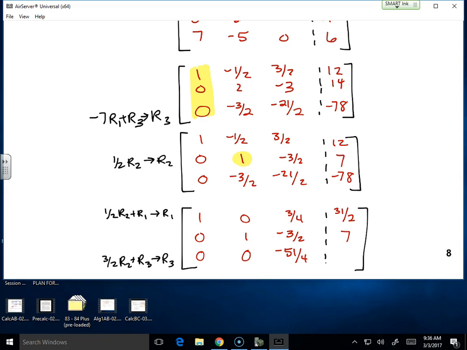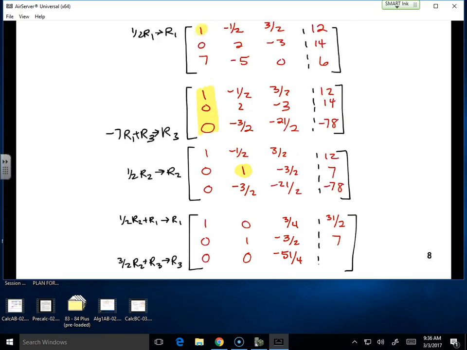Wait a second. I think this has crossed the threshold from fun to really fun. Do I need a calculator to write it down? 3 halves times 7 is 21 halves. 21 halves minus 78 would be minus 156 halves, which ends up, I think, to be negative 135 halves, right? Yeah. Nice.